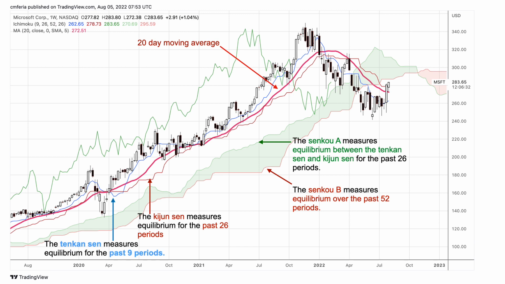So what are these levels of equilibrium? Four of the Ichimoku elements measure equilibrium. The Tenkan-sen measures equilibrium for the past 9 periods. The Kijun-sen measures equilibrium for the past 26 periods. The Senko-A measures equilibrium between the Tenkan-sen and the Kijun-sen for the past 26 periods. And the Senko-B measures the equilibrium over the past 52 periods.